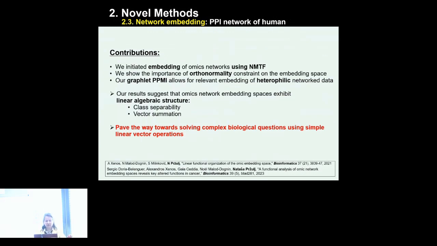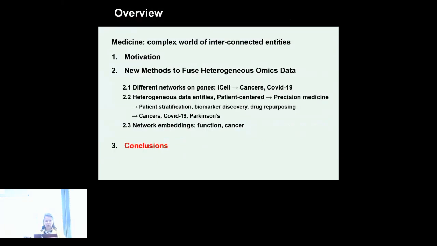Now, to summarize, we initiate the embedding of omics networks using non-negative matrix factorization. We show the importance of the orthogonality constraint on the embedding space. We do a new graphlet-based mutual information matrix that's relevant for embedding of heterophilic networks. And then we have shown importantly that this embedding space exhibits linear algebraic structure, class separability, and vector summation. This is paving the road towards solving complex biological questions using simple linear vector operations in this pre-trained space. And there will be more coming from our lab on this later this year.